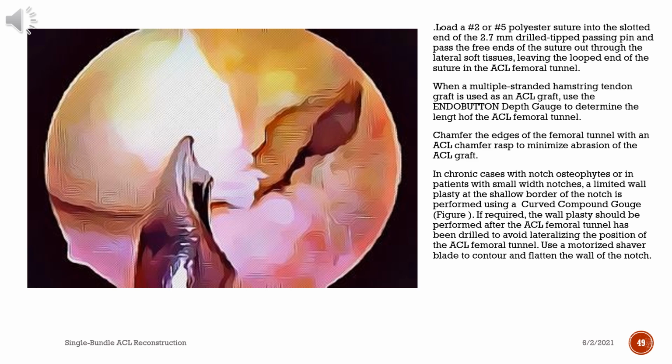In chronic cases with notch osteophytes or in patients with small-width notches, a limited wallplasty at the shallow border of the notch is performed using a curved compound gouge, figure. If required, the wallplasty should be performed after the ACL femoral tunnel has been drilled to avoid lateralizing the position of the ACL femoral tunnel. Use a motorized shaver blade to contour and flatten the wall of the notch.